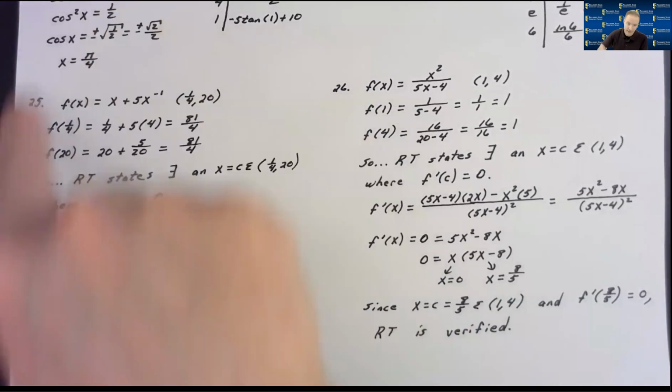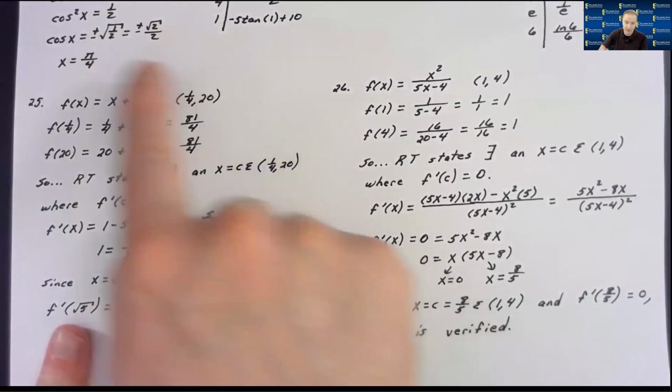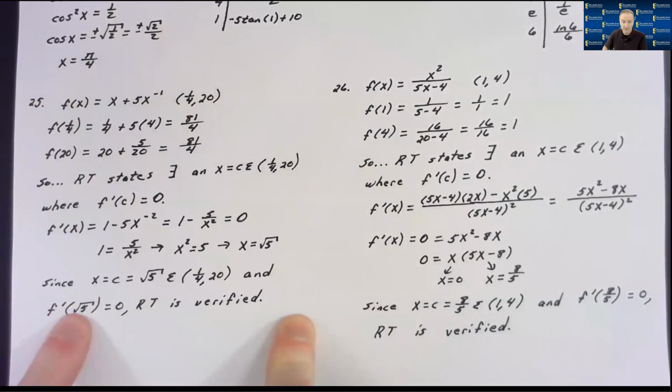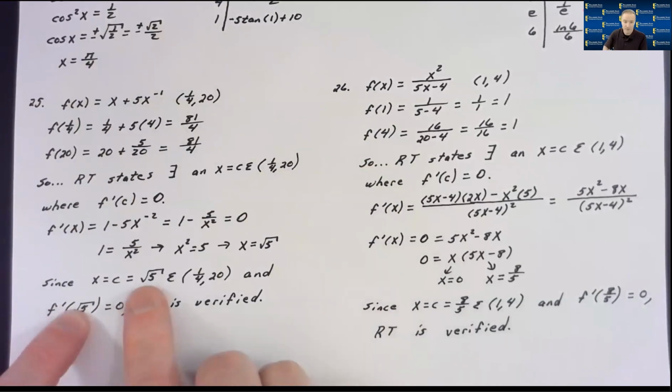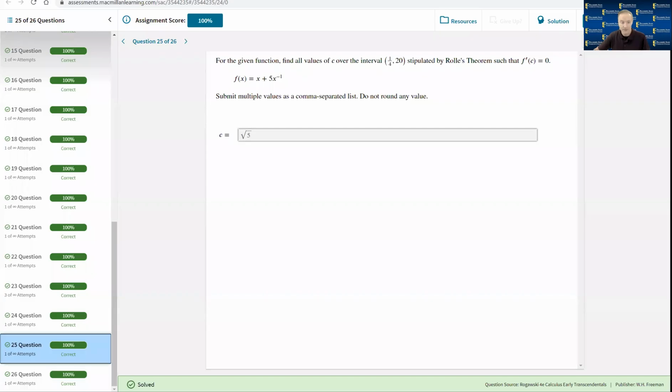Now, again, I might ask you to do something like this on a test, the full verification proof. Achieve isn't capable of doing that. They're just wanting the wimpy little answer of the root of 5. And we put that in, we get credit for it.